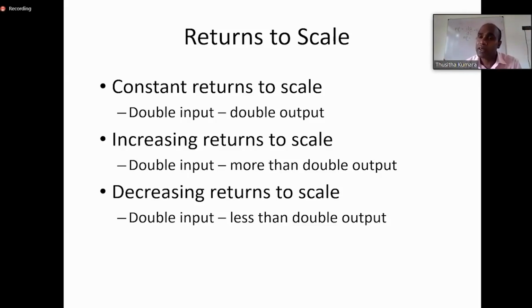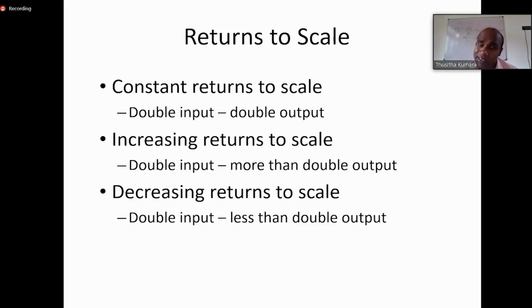Therefore, when you scale up your firm, what is happening to your output? This is given by the returns to scale. So in the long run, the behavior of the production function will be governed by the law of returns to scale. There are three types of returns to scale, which we call constant returns to scale, increasing returns to scale, and decreasing returns to scale.